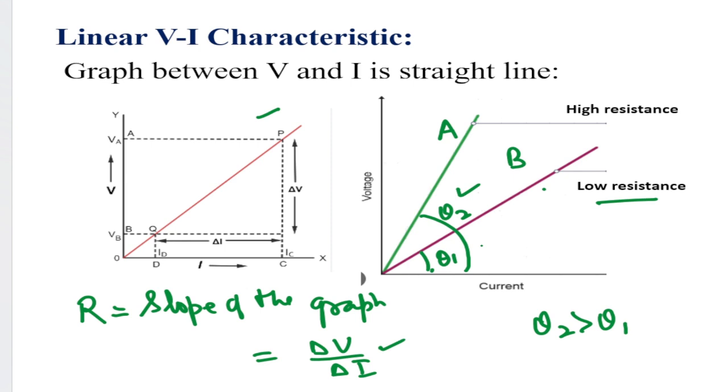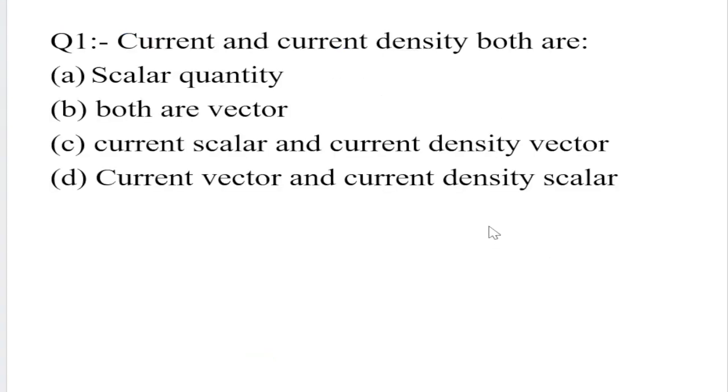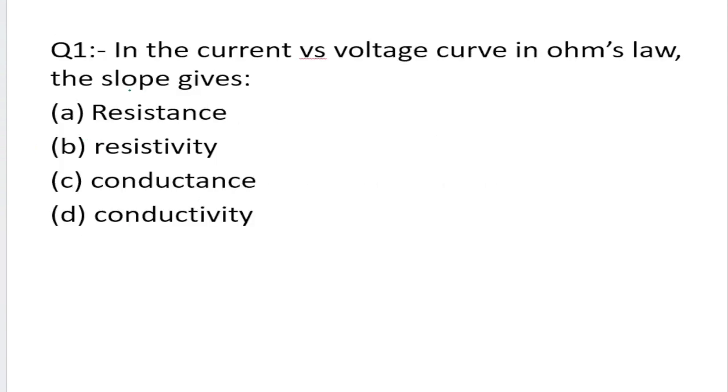Now we discuss some MCQ questions based on these topics. So the first question: current and current density both are. So current is a scalar quantity and current density is a vector quantity. So C is the correct option.